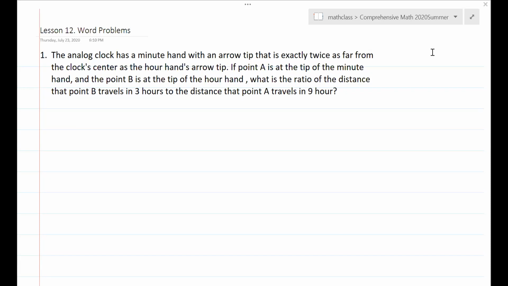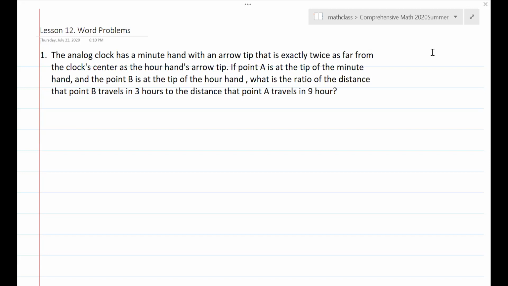So the first one is about an analog clock. Now you have to understand the problem. Then maybe it becomes easier. Story problems, the difficult part is to understand the problem. And sometimes the picture is given, sometimes the picture is not given.